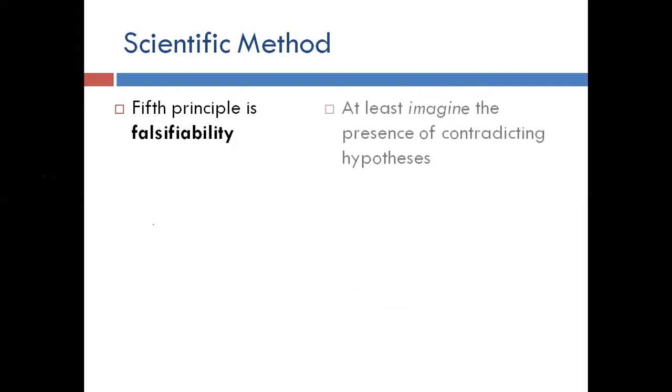The fifth principle is falsifiability. A falsifiable hypothesis is one that can imagine the presence of contradictory hypotheses. I have given a particular hypothesis. I must be aware that there may be a contradicting hypothesis, or maybe a host of contradicting hypotheses. Without this falsifiability character, no study can be scientific. The hypothesis that I am putting forward can be disproven at any point of time if the contradicting hypothesis proves to be true. So my hypothesis can be falsified at any point of time. That's the fifth principle of scientific method.